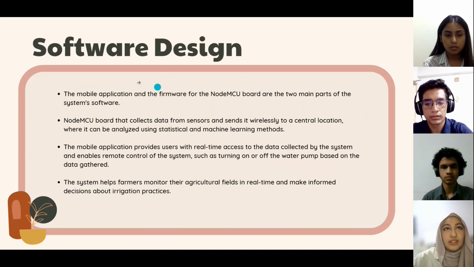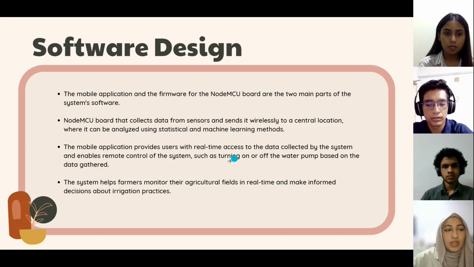So that brings us to the software design. The software design is composed of two components: the firmware of the Node MCU board and the mobile application. As mentioned before, the Node MCU board will collect the data from the sensors and send it wirelessly to the central location, so it can be analyzed statistically and using machine learning methods.